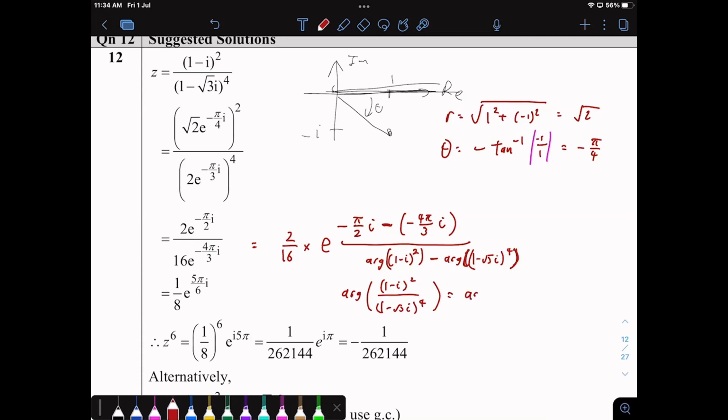It's just the argument of the difference. You can see it from this example. Right? Okay. So that's actually a proof of why this formula works: the argument of a quotient is the difference of the arguments.